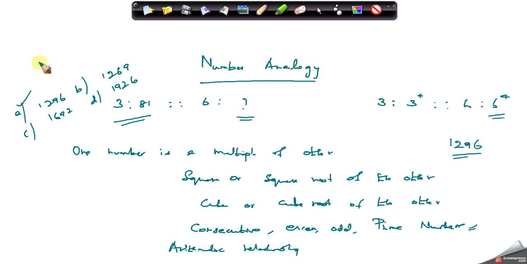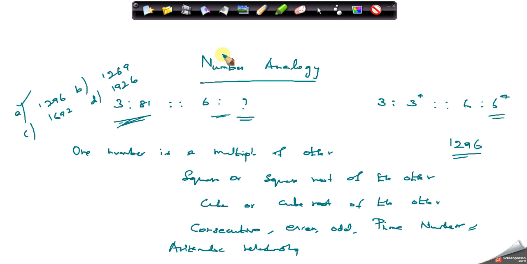So what you have to do in this case is find the relation between the two numbers. It may be a square root of another number, the square or square root of each other, cube or cube root of the other, consecutive, even number, odd number, or prime number, or any other relationship: plus, minus, arithmetic, division, addition, subtraction. We need to check all those relationships between the given numbers. Then only will we be in a position to find the respective relation in the other pair, and so find the analogy. So this is an example of number analogy.